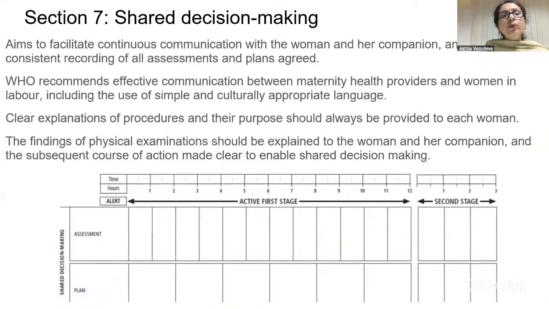Very clearly you explain to them what you are doing, how the progress is, what is expected and what is happening, what is the purpose of your intervention and what you would like to do. So everything has to be clearly explained to her and her companion, and the subsequent course of action should be very, very clear, and they should feel that they are also a very important part of that decision making. So that's what you're supposed to enter here in the assessment and your plan.